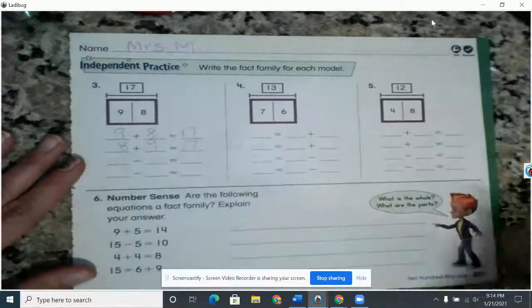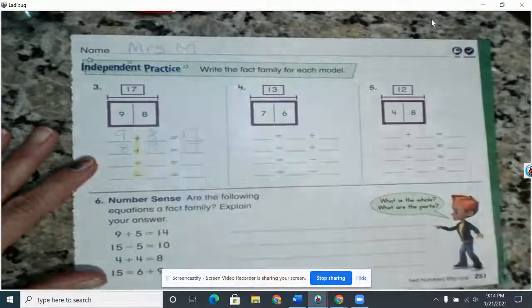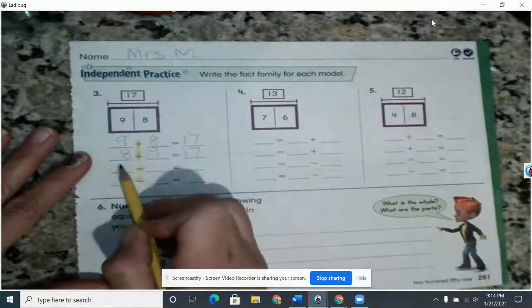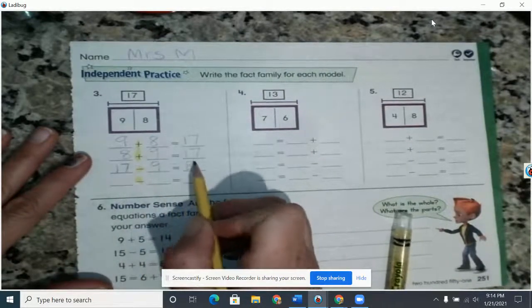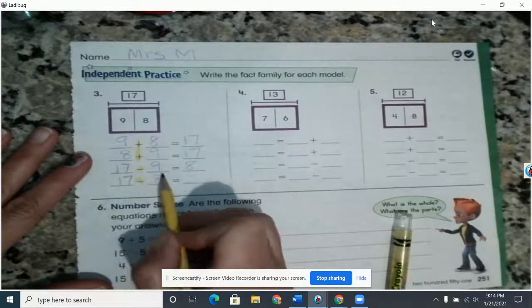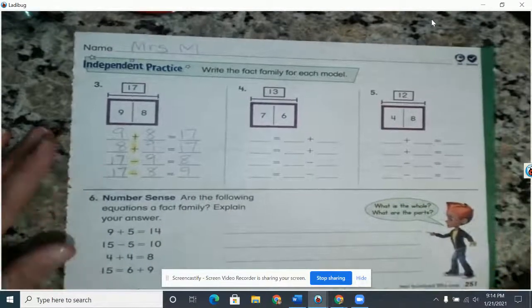Now I have subtraction, and sometimes this is good too, is just to highlight them so they stick out and then you don't get confused. Big number goes first in subtraction. 17 minus 9 equals 8, and 17 minus 8 equals 9. And you need to do that with all of these, and I think it'd just be a piece of cake.